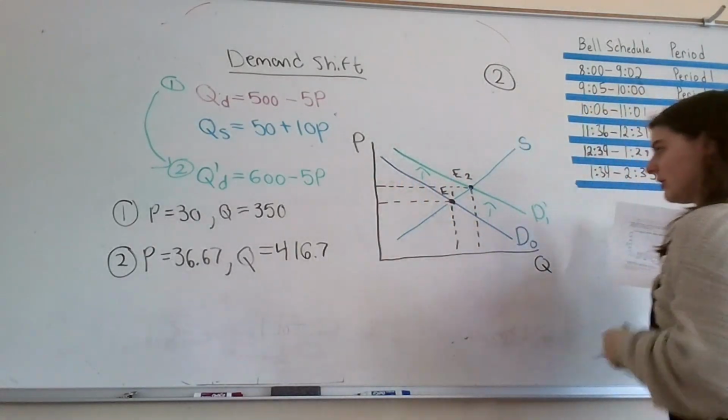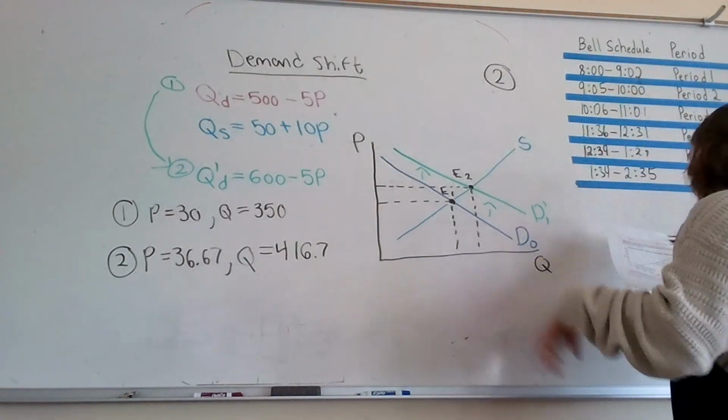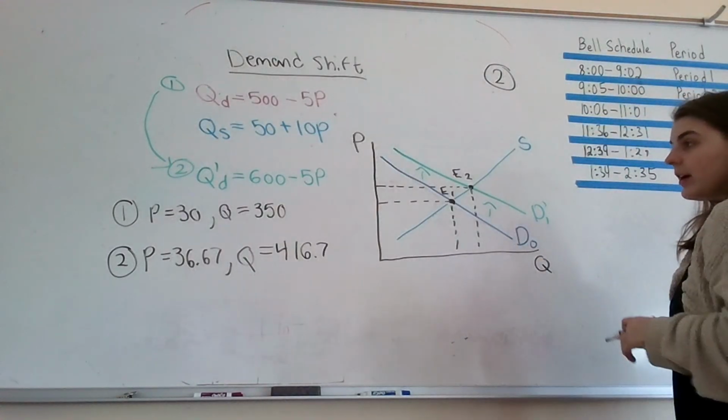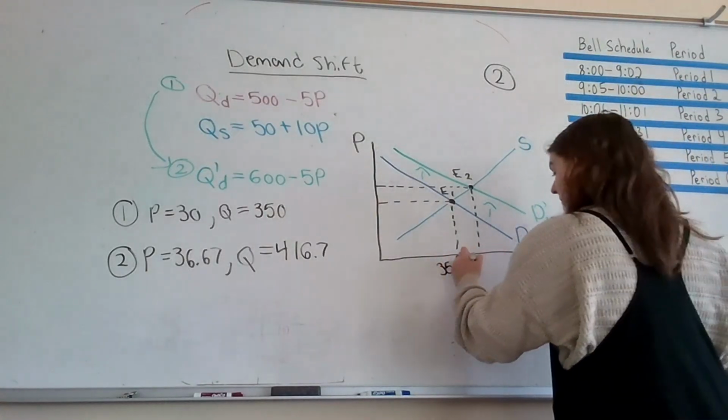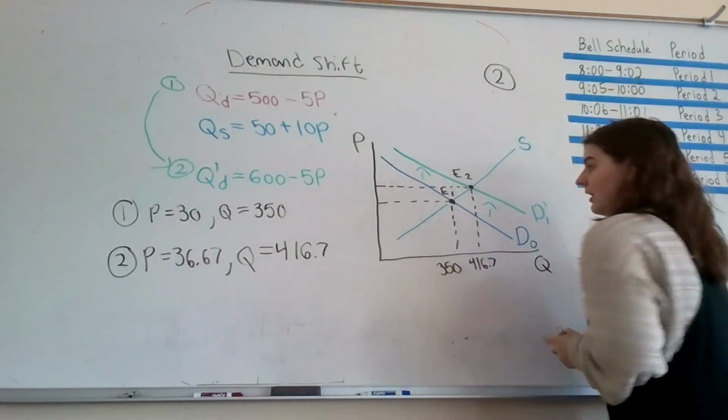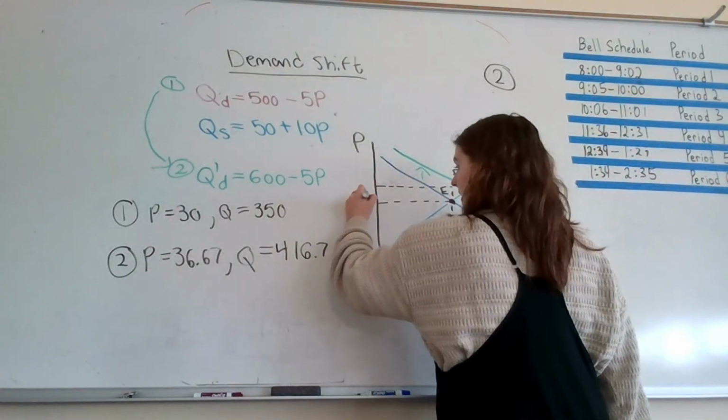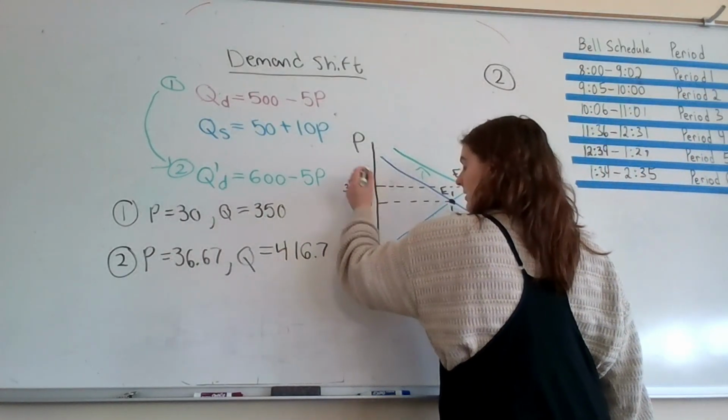These dotted lines are telling us our equilibrium price and our equilibrium quantity. So remember, our equilibrium quantity, the first one was 350. The second one was 416.7, and then our prices went from 30 to 36.67.